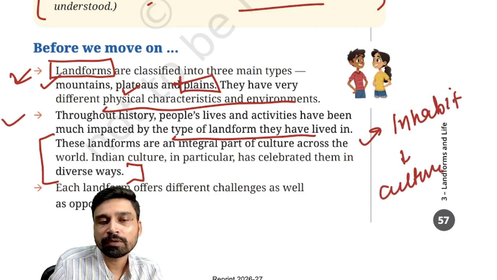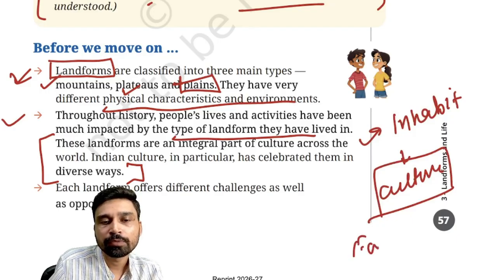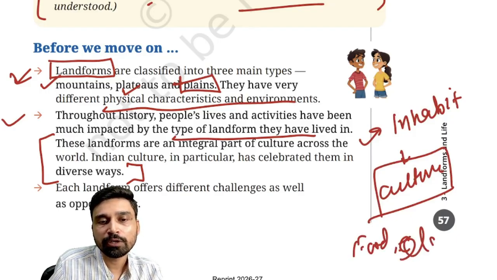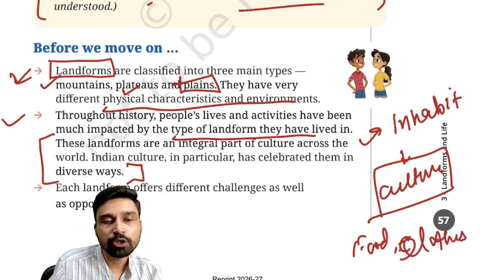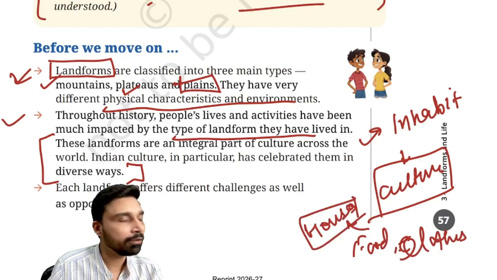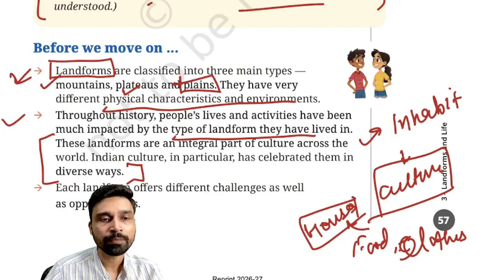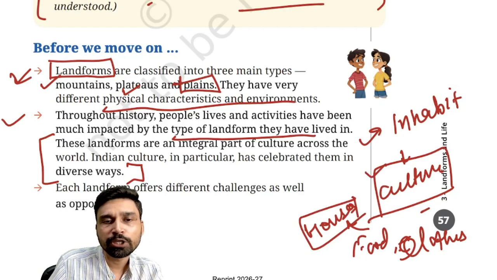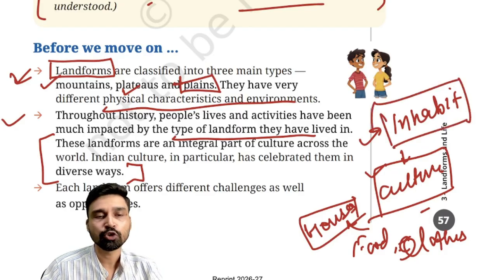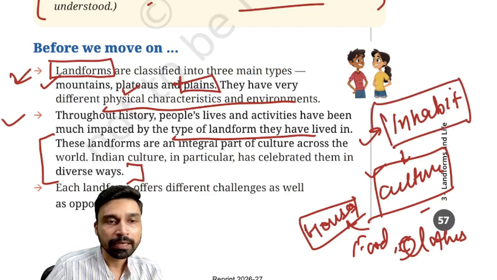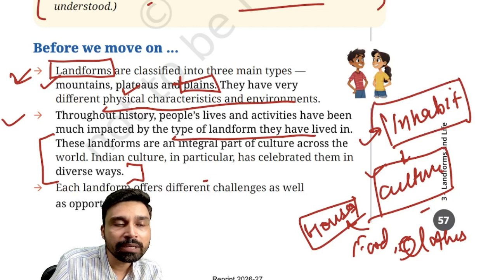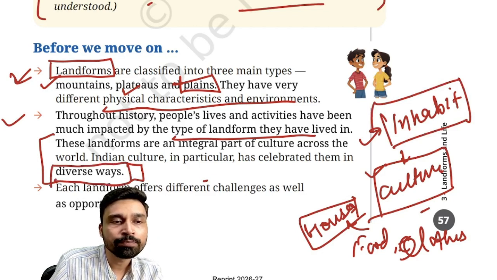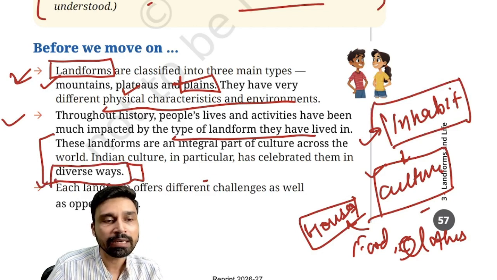Now, what are the elements of culture? We can think of food, that means dietary pattern. We can talk about the dress, that means the kind of clothes that we wear. We can talk about the houses that we build. We can understand that the houses we build in the mountainous areas cannot be the same as those we build in the plain area. And that's why every aspect of culture, to a large extent, is determined by the geography in which people are living. Indian culture particularly has celebrated each of these diversities in a vibrant way, celebrated them in diverse ways.